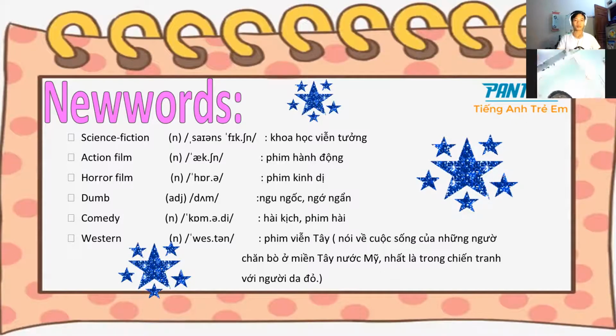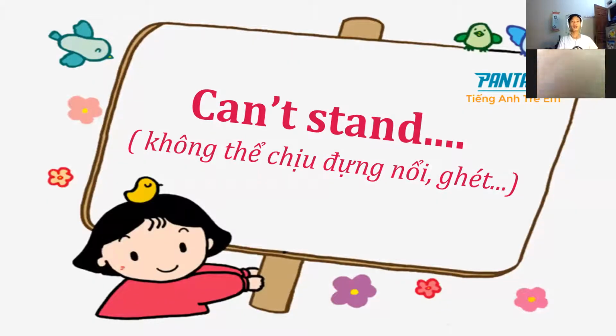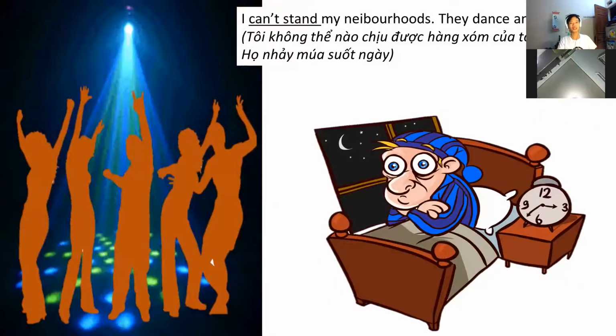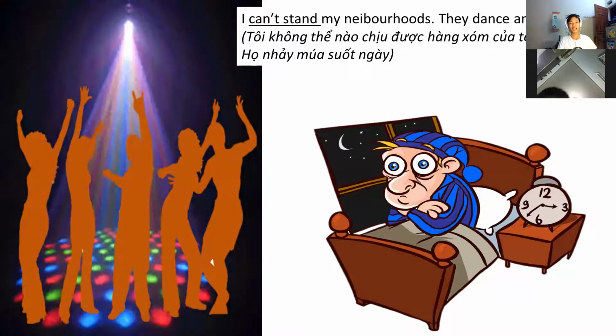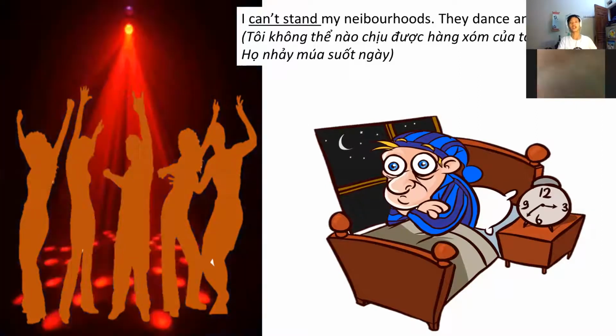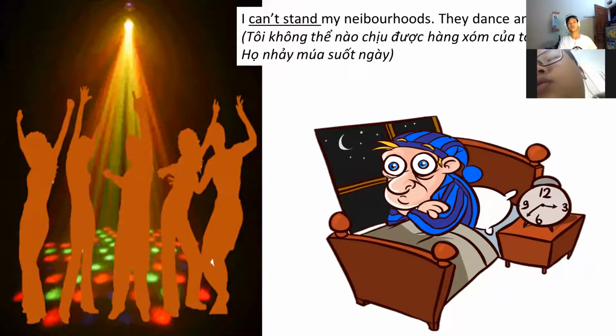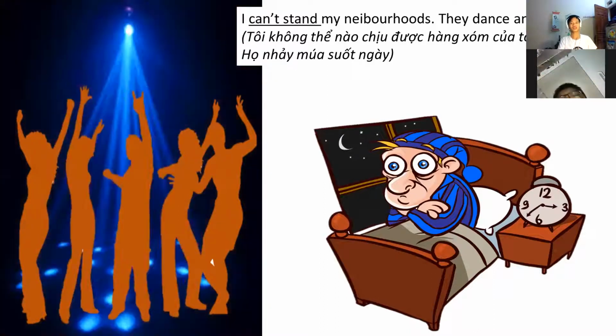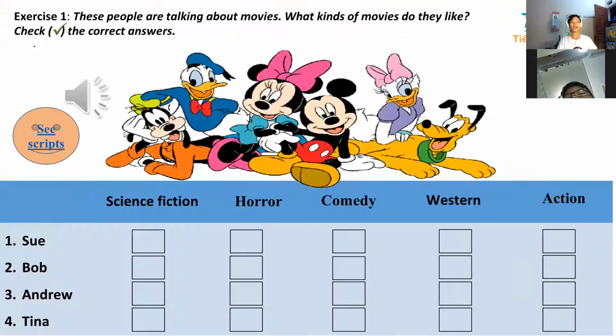Okay, I finished. All right, now we have a word: can't stand. Can't stand. Không thể chịu được cái gì, ghét cái gì đó. Okay. So for example, I can't stand my neighbors. They dance and sing all day. Okay. Can't stand, không thể chịu đựng được. All right. So exercise one. These people are talking about movies. What kinds of movies do they like? Check the correct answers.